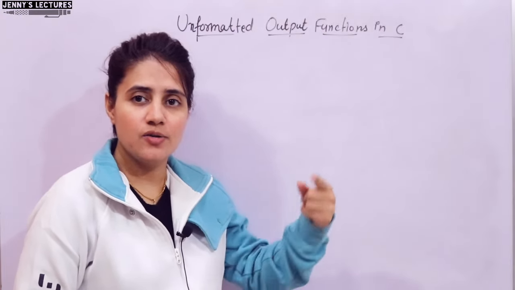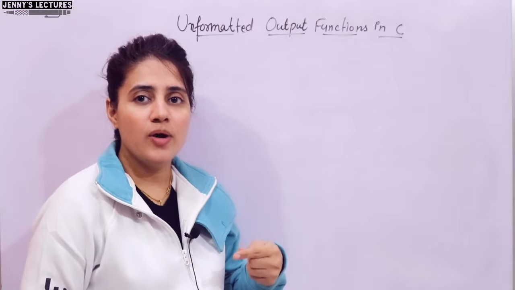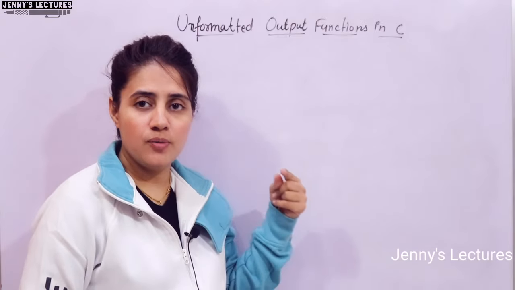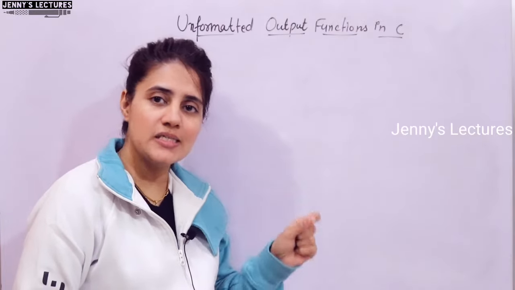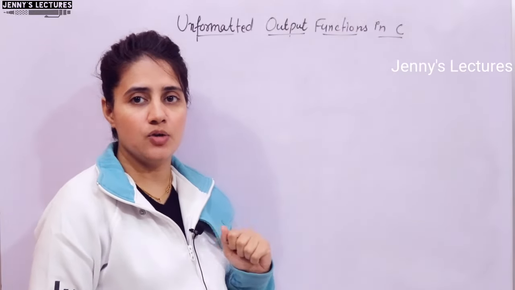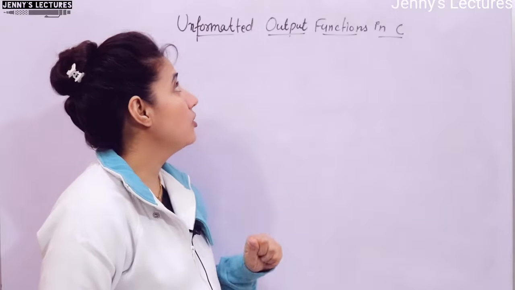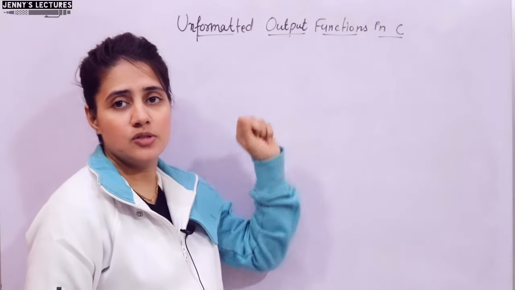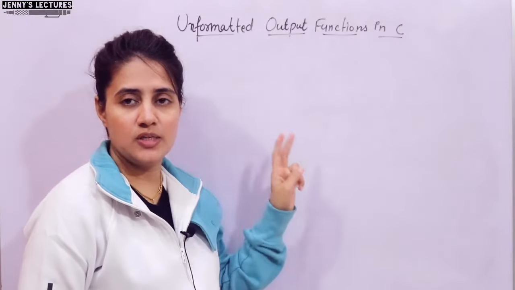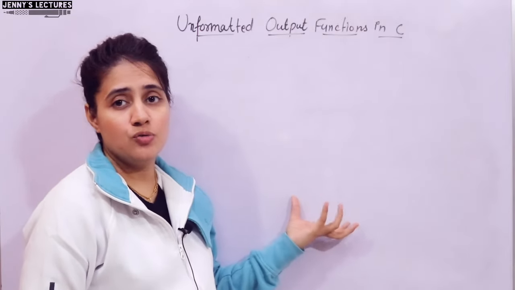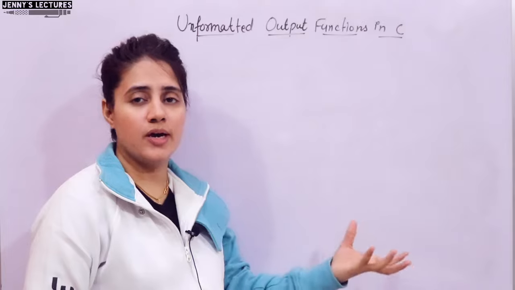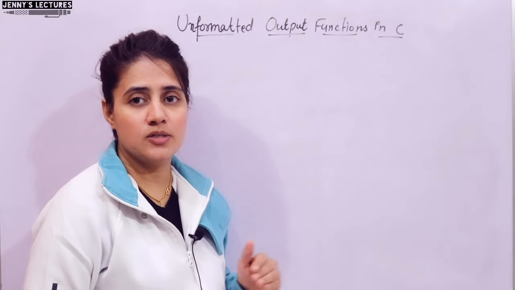One is getc, an unformatted input function, and one is putc, an unformatted output function, but those have some different concepts. So I'll be discussing both getc and putc in a separate video, right? In this video I'll be talking about unformatted output functions in C, all three functions with examples, how you can use those functions in your program, and what kind of output you will get. So everything we'll be discussing in this video.